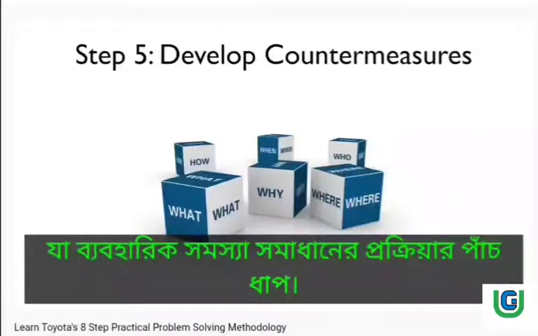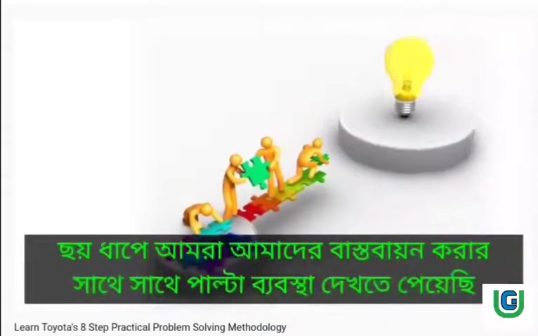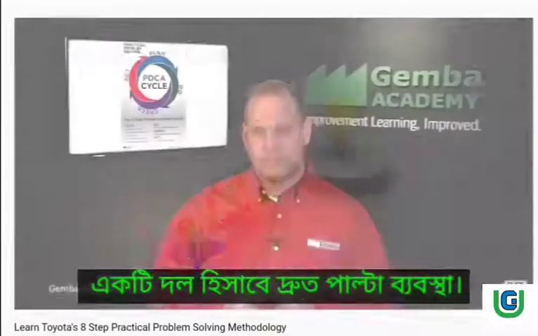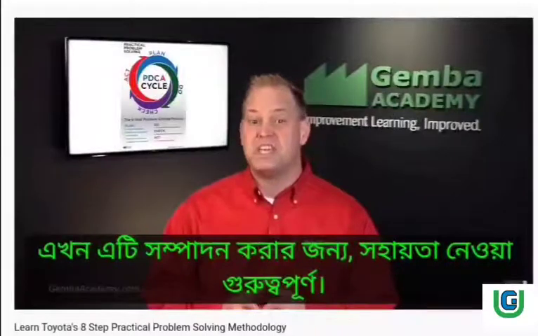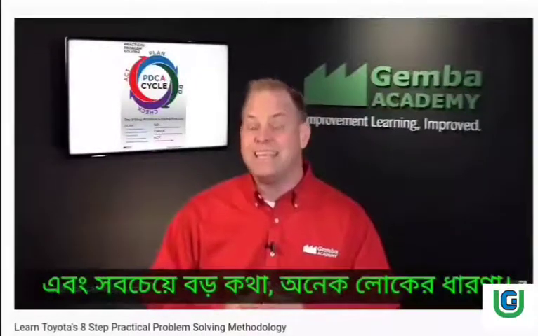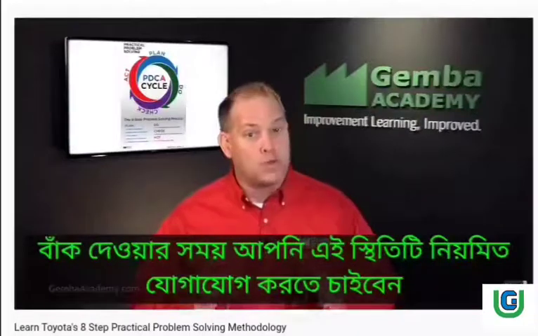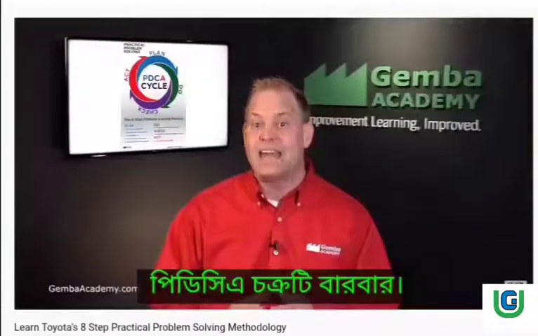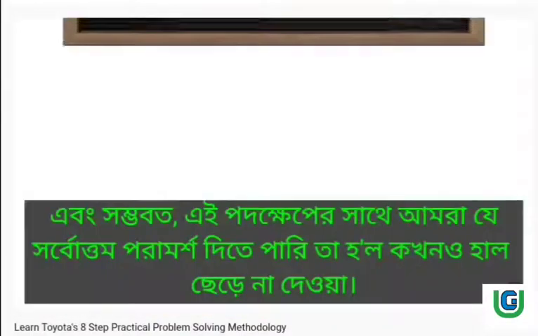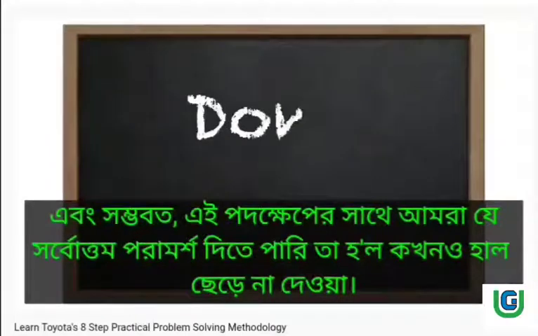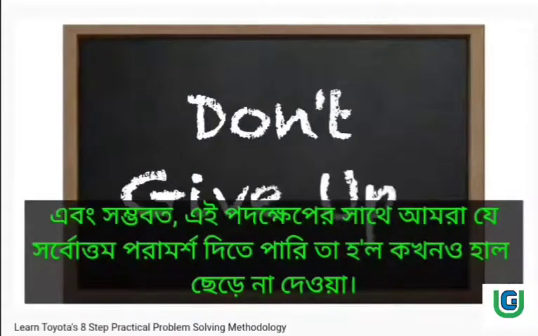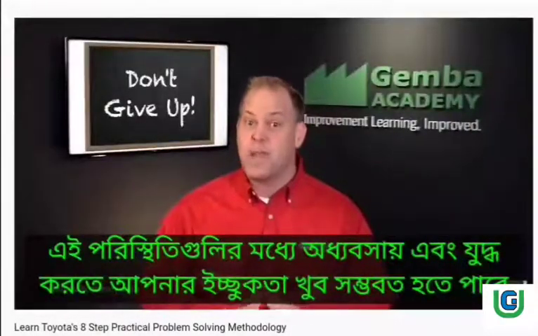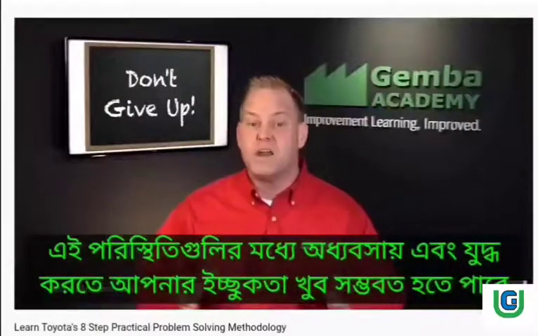Step 6 has us seeing the countermeasures through as we implement our countermeasures quickly as a team. Now, to accomplish this, it's important to seek the help and, most importantly, the ideas of many people. You'll also want to communicate this status regularly while turning the PDCA cycle again and again. And perhaps the best advice we can offer with this step is to never, ever give up. You'll no doubt hit obstacles and challenges, but your willingness to persevere and battle through these situations may very well mean the difference between success and failure.